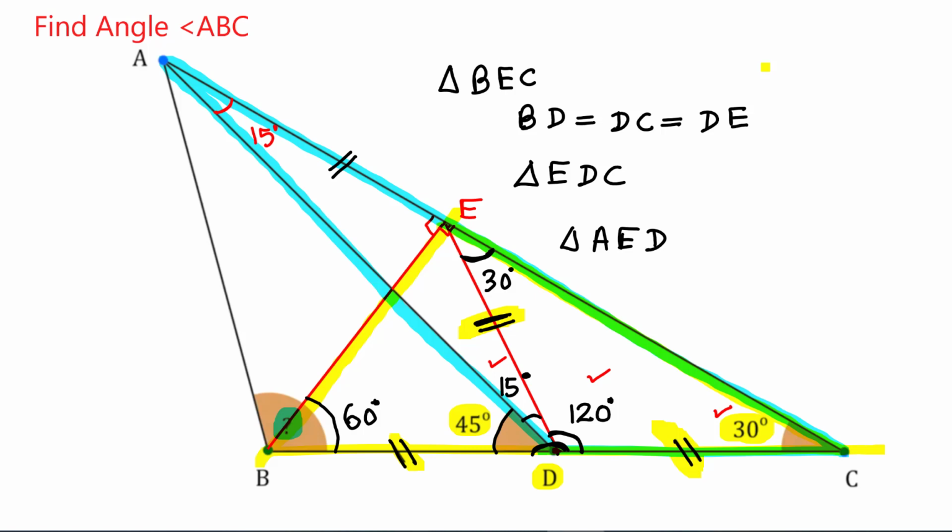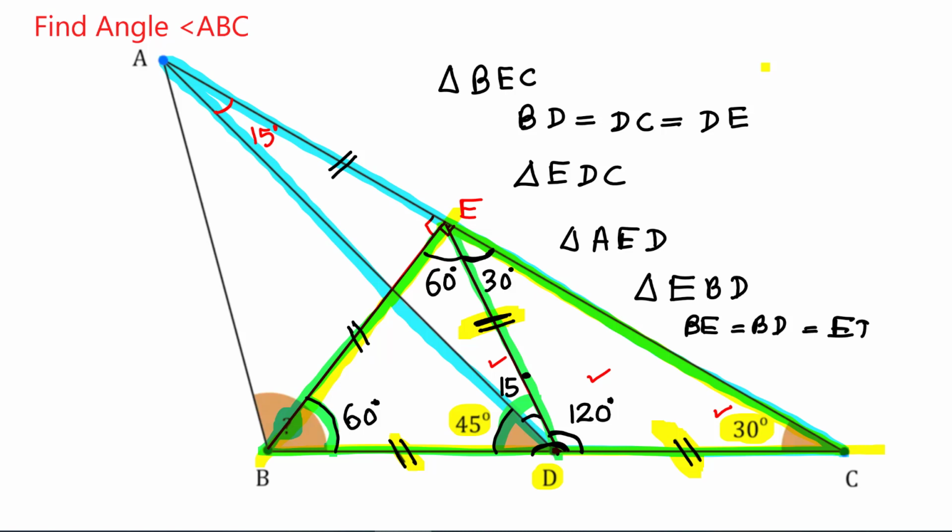Now consider triangle EBD, that is this triangle. In this triangle, this angle is 60, this angle is also 60, 45 plus 15, so this angle will also be 60. So basically this is an equilateral triangle. So this means this length is also equal to BD. So I can say in this triangle BE is equal to BD is equal to ED. All lengths are equal.